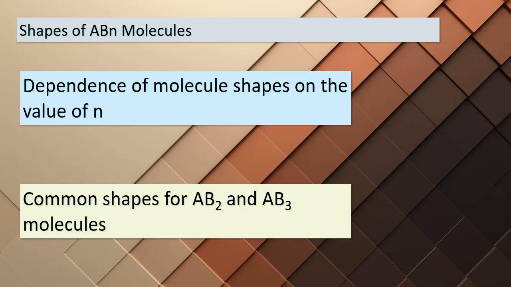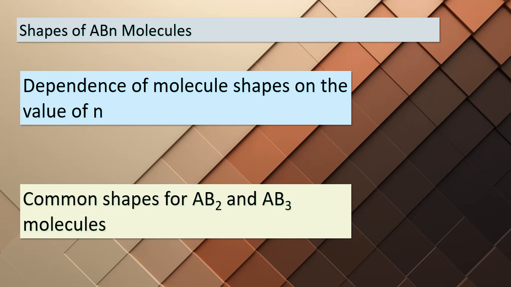Moving on to AB3 molecules, we encounter even more fascinating shapes. The primary shapes involve placing the B atoms at the corners of an equilateral triangle. If the A atom is in the same plane as the B atoms, we have a trigonal planar shape. But if the A atom is positioned above the plane of the B atoms, we get a trigonal pyramidal shape. Visualize a pyramid with an equilateral triangle base.